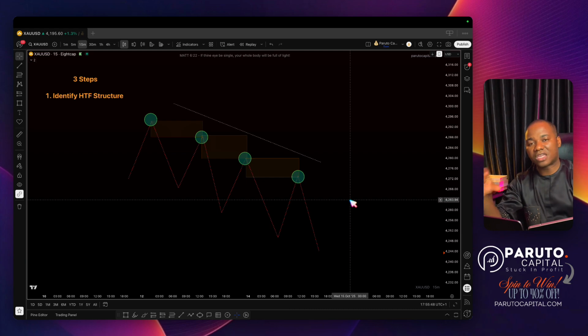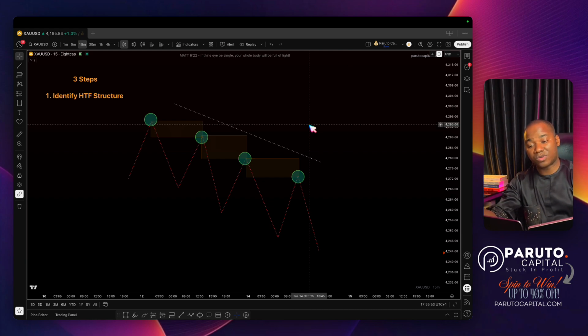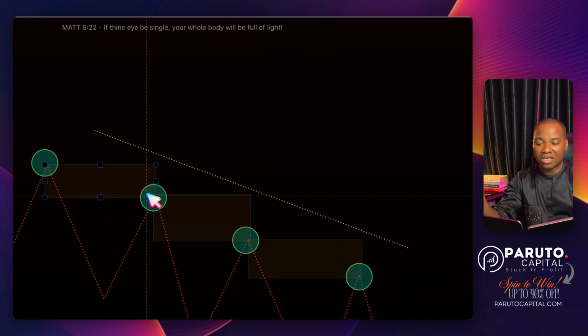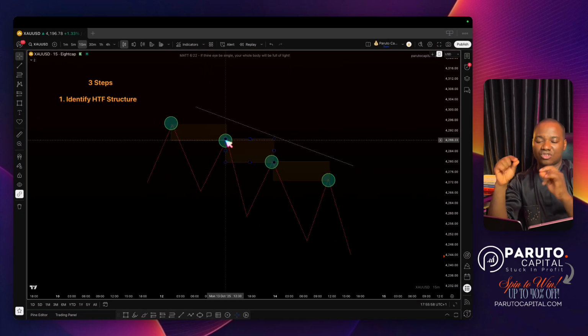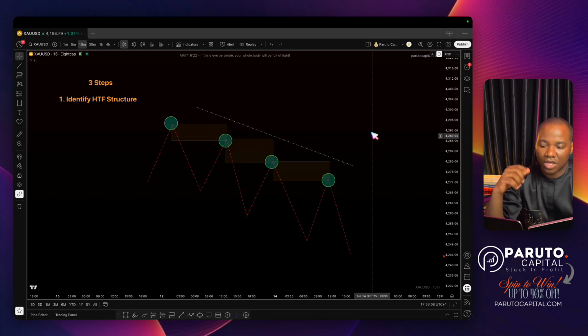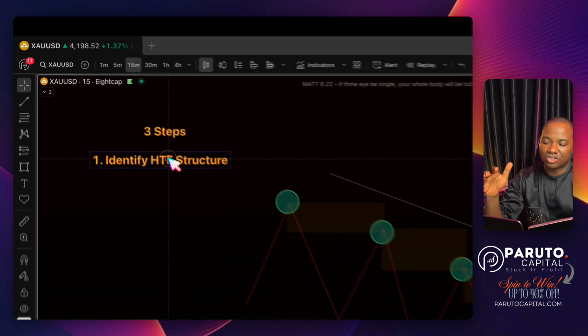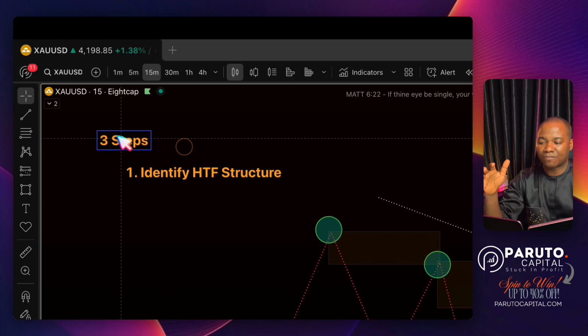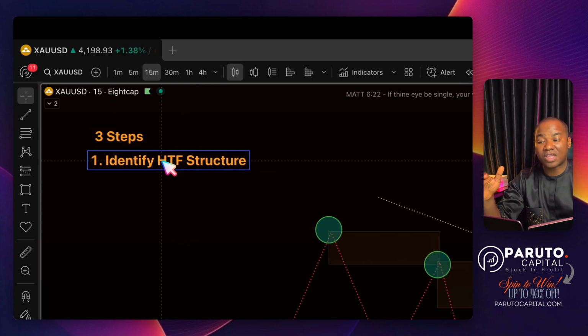So you identify your key market structure: your supply zone, your support and resistance. Some persons call it support and resistance, but in our own case here, we consider zones, not really support lines, because price usually will react to a whole range or a zone, and not just a particular or specific line. When you do this, you've basically just fulfilled the first step, which is to identify your high time frame structure.